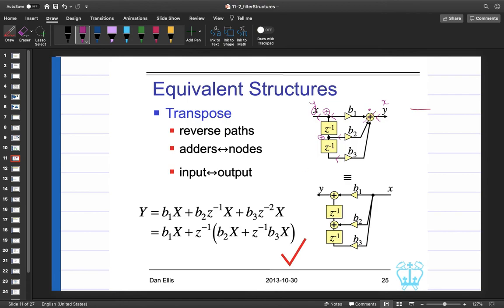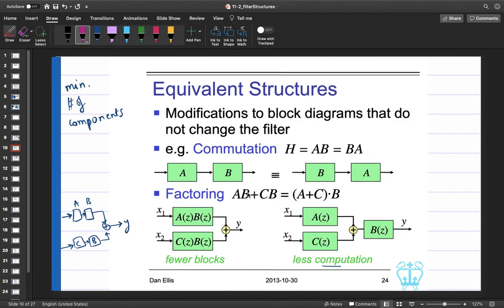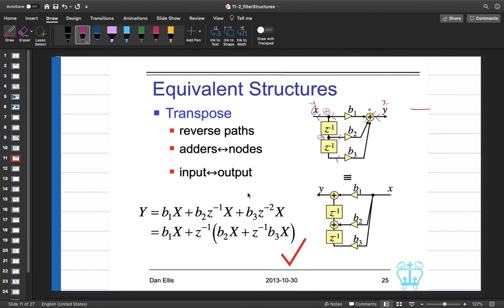So you can derive this transpose implementation by some simple mathematical manipulation using the principles which we learned before. These principles, commutation and factoring, are very powerful. So you see B1 x plus B2 Z inverse. I'm just taking out Z inverse as common here, and everything else is the same. So this implementation is this. So you can see the equivalence.